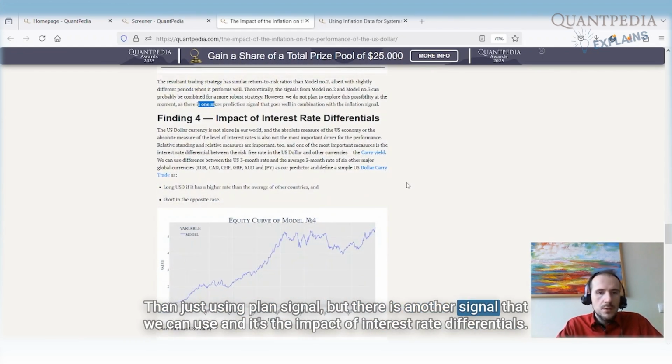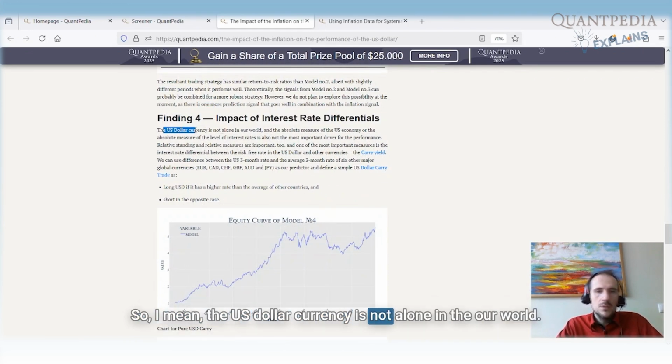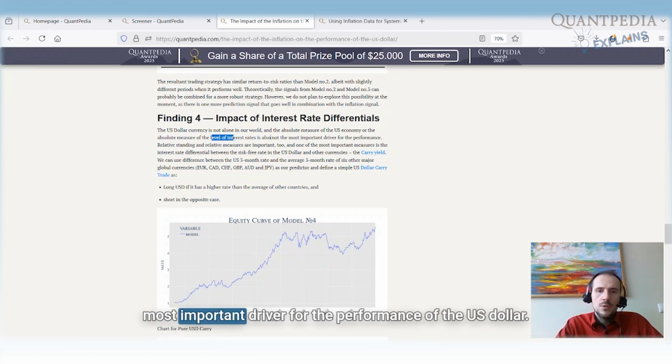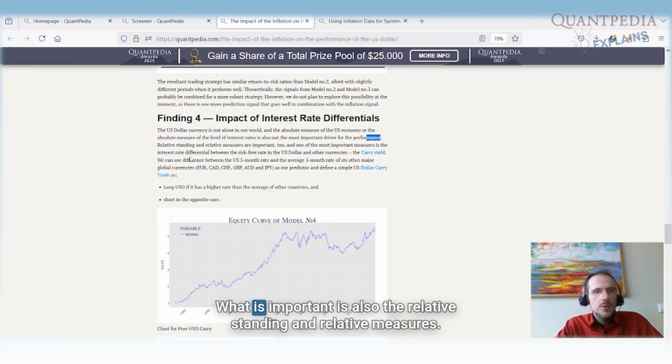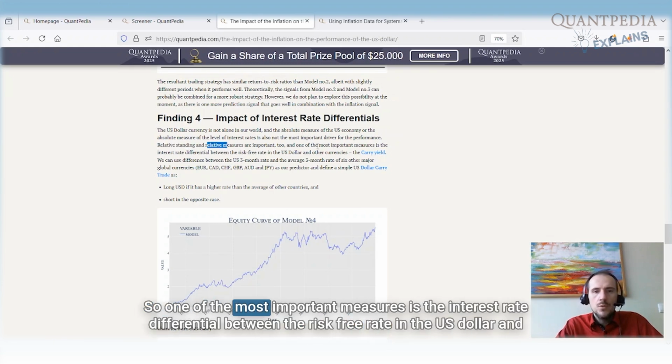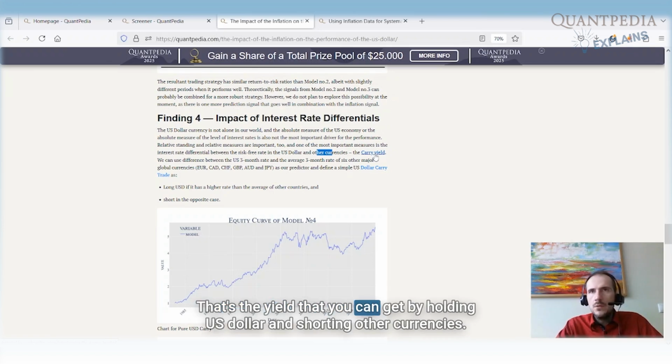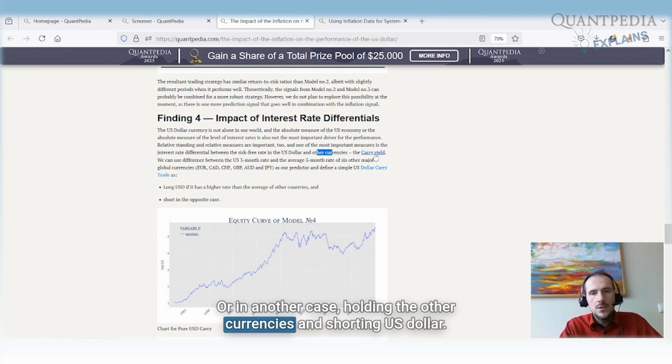But there is another signal that we can use, and it's the impact of interest rate differentials. The US dollar is not alone in our world. So the absolute measure of the US economy or the absolute level of interest rates is not the most important driver for the performance of the US dollar. What is important is also the relative standing and relative measures. One of the most important measures is the interest rate differential between the risk-free rate in the US dollar and the other currencies, sometimes called the carry yield. That's the yield that you can get by holding the US dollar and shorting other currencies, or in the other case, holding the other currencies and shorting the US dollar.